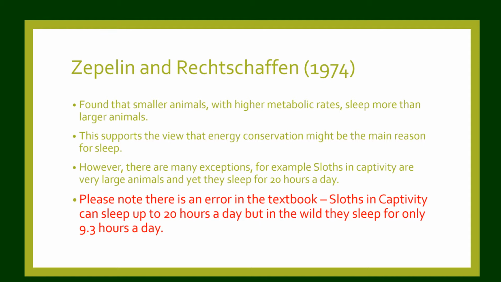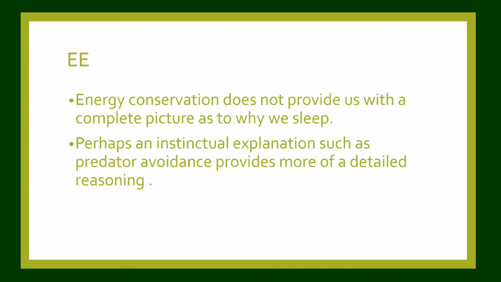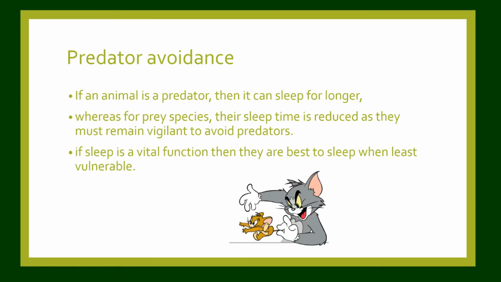If an animal is a predator, then it can sleep for longer, whereas for prey species, their sleep time is reduced as they must remain vigilant to avoid predators. If sleep is a vital function, then they are best to sleep when least vulnerable. Predator avoidance starts to give us some explanation as to why prey might sleep a bit longer, because they've got to be awake when their predators are most active as a result.